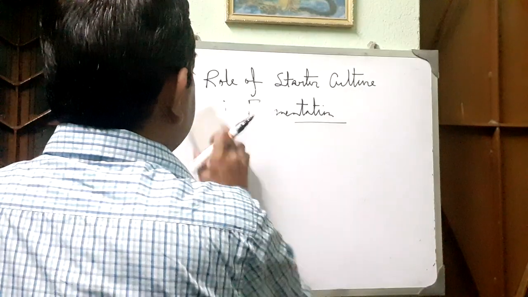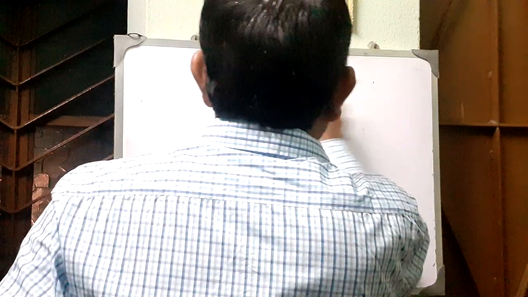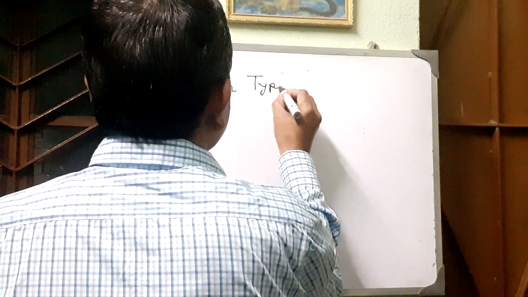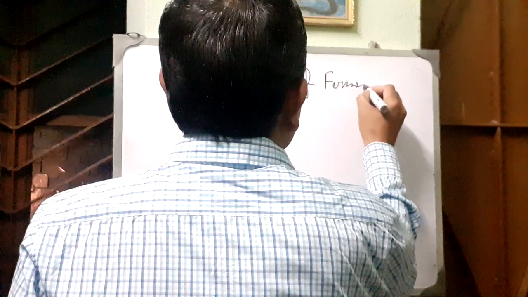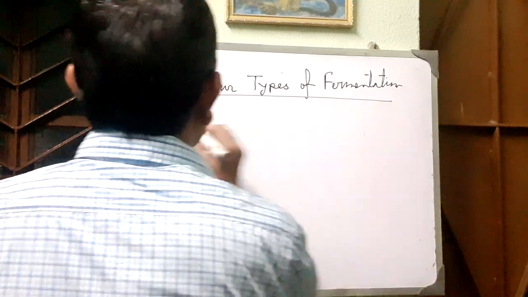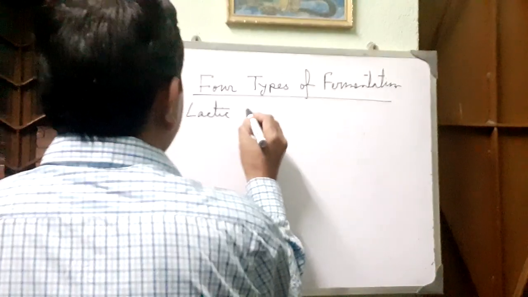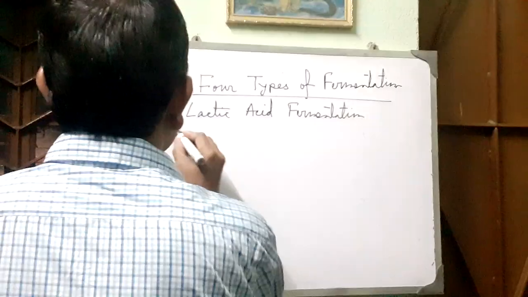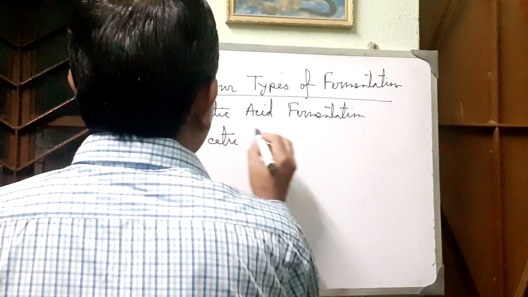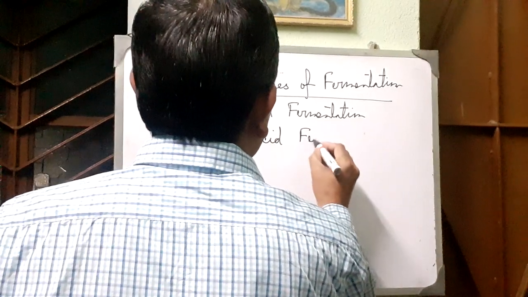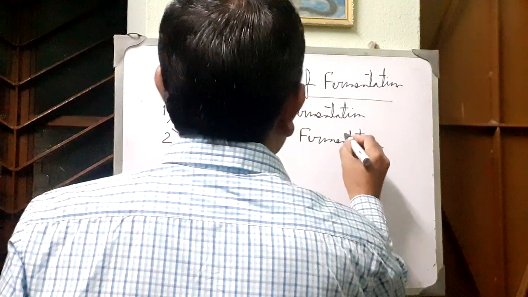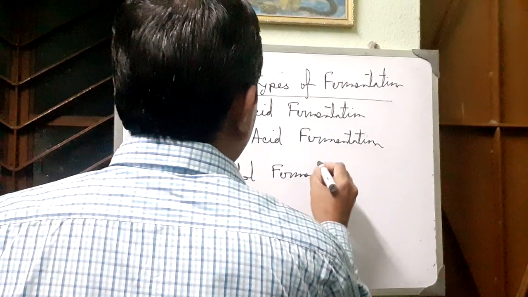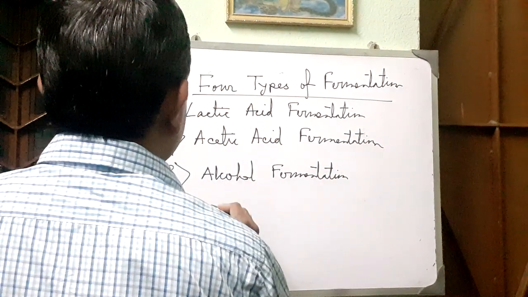Generally four types of fermentation are present. Number one is the lactic acid fermentation. Number two, acetic acid fermentation. Number three, alcohol fermentation. Number four, butyric acid fermentation.